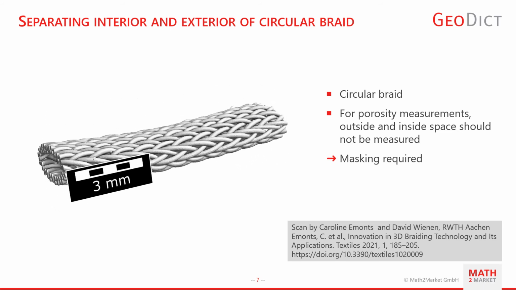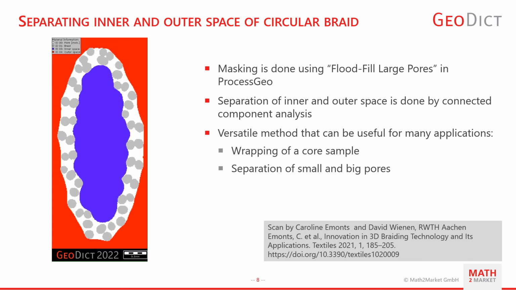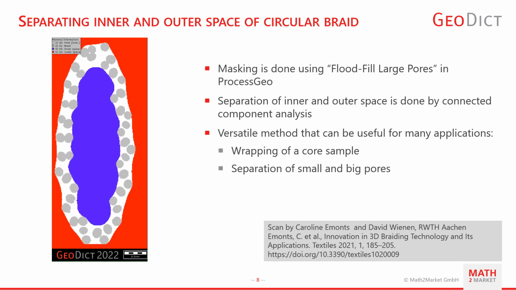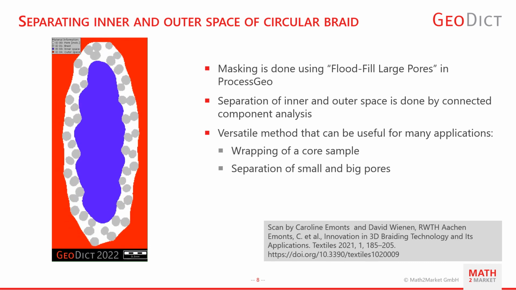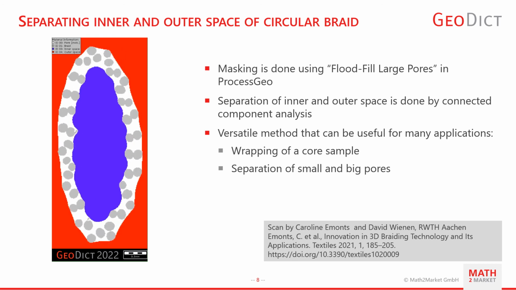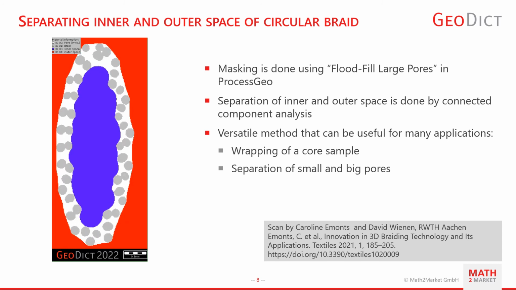And of course, we have a tool for that available in Geodict. We call this method flood fill large pores, and it's part of ProcessGeo. Here on the left, you can see the same circular braid again, and we are slicing through it in the Z direction. And you can see the outside area has been marked in red and the inside area in this bluish color.